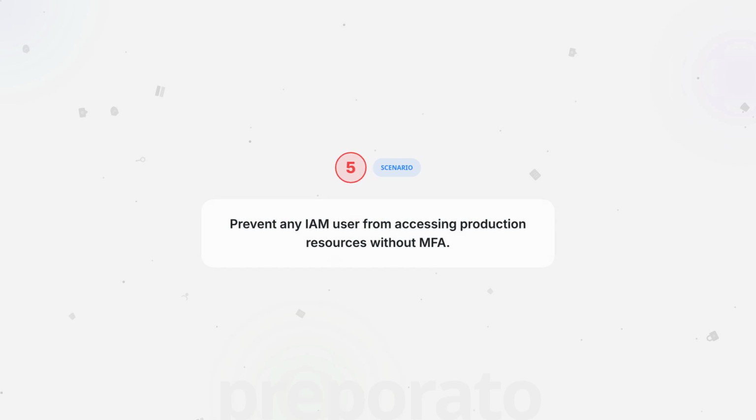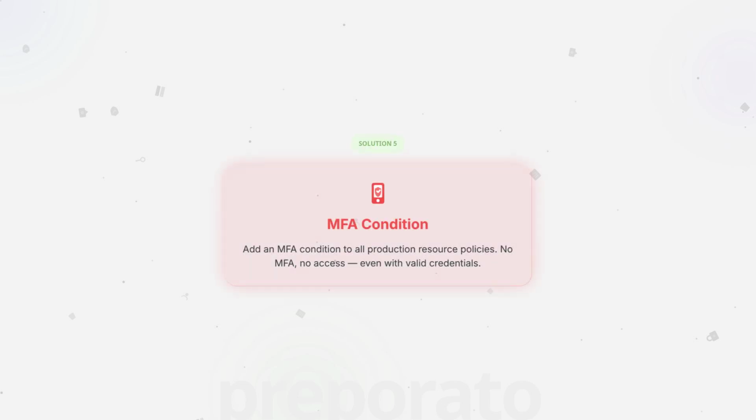Scenario 5. Prevent any IAM user from accessing production resources without MFA. Solution: add an MFA condition to all production resource policies. Use AWS multi-factor auth present as a condition key. No MFA, no access, even with valid credentials.